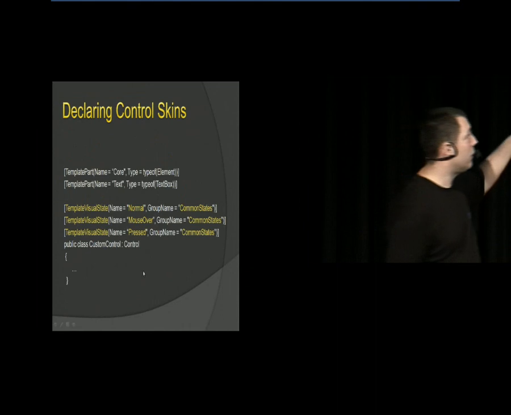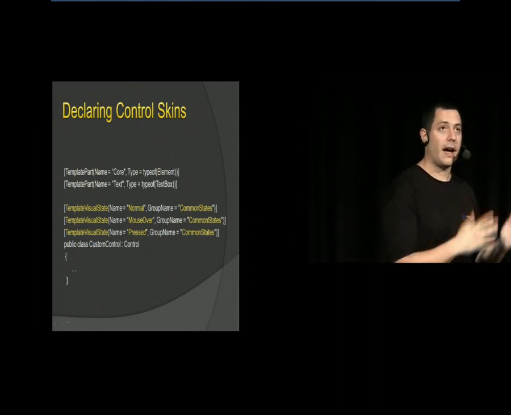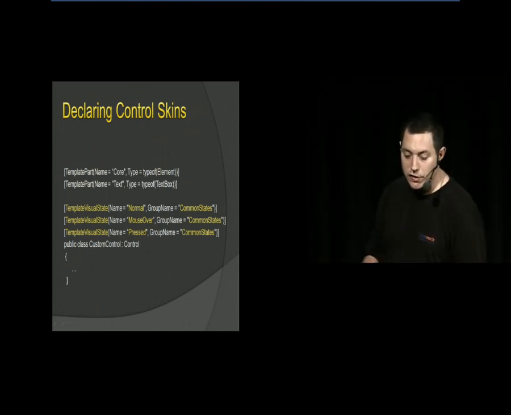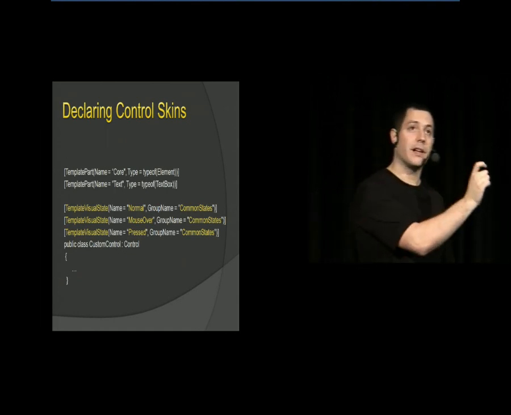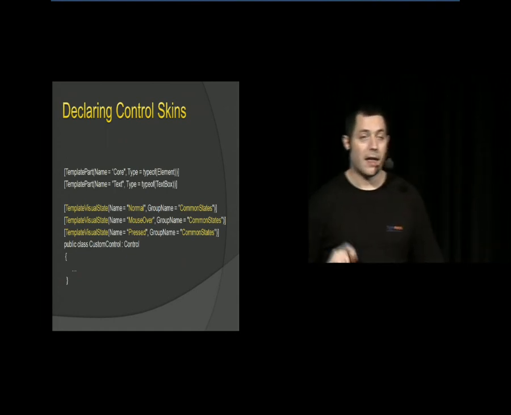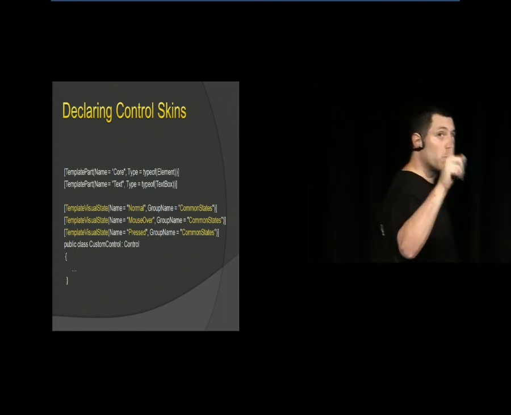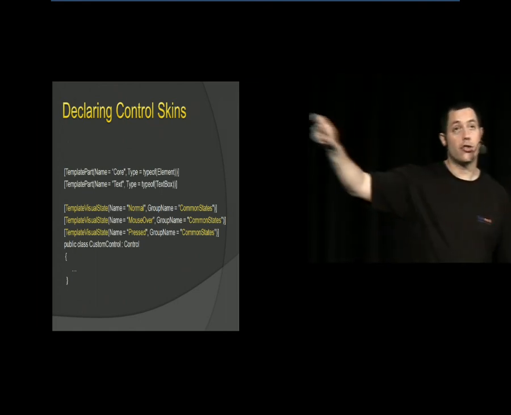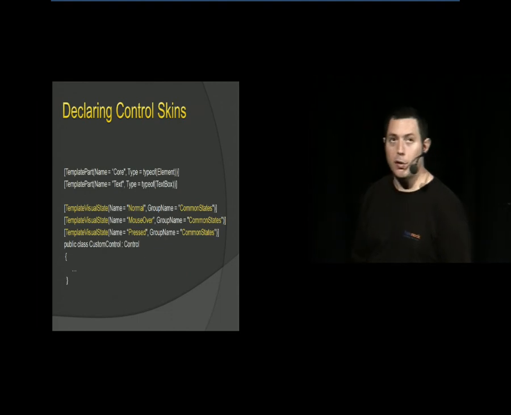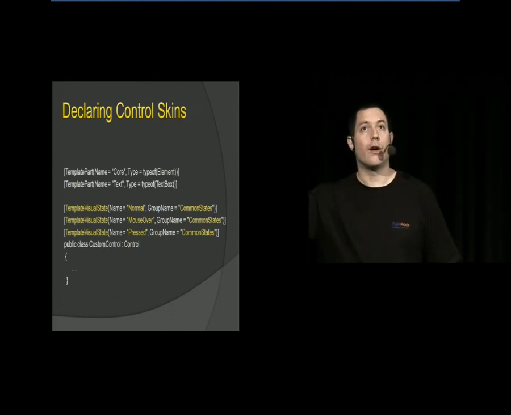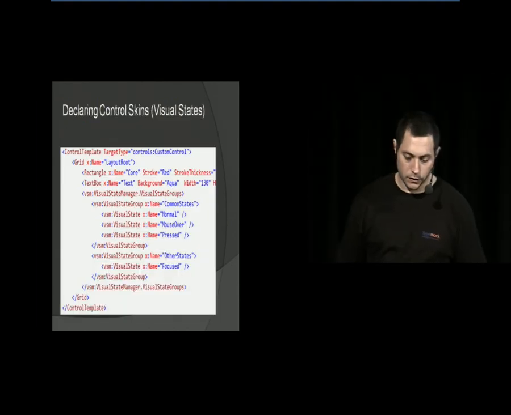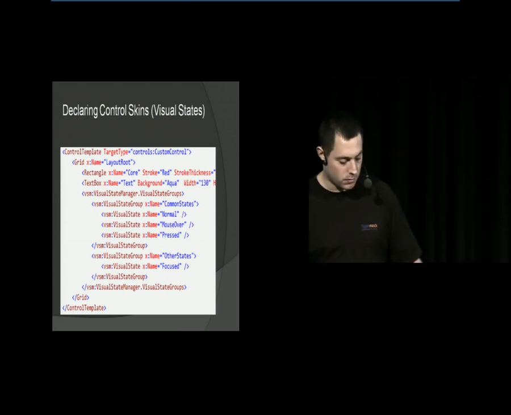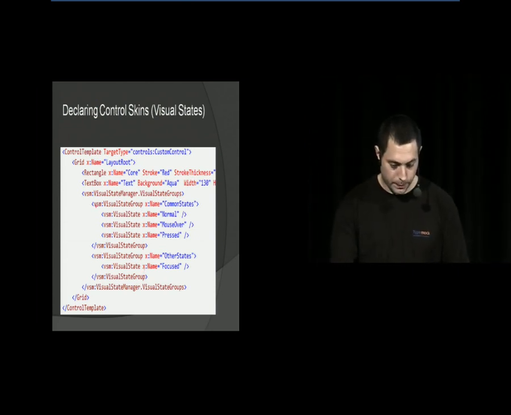So I declare this, and this is my contract. I don't care how XAML implements it. I just want to know that there is something of that name in the XAML. And later, when I ask the visual state manager to change to a visual state called mouse over, the XAML will take care of everything else. So this is what it might look like in the XAML. In XAML there are visual state groups. Let me just zoom out and then zoom in.